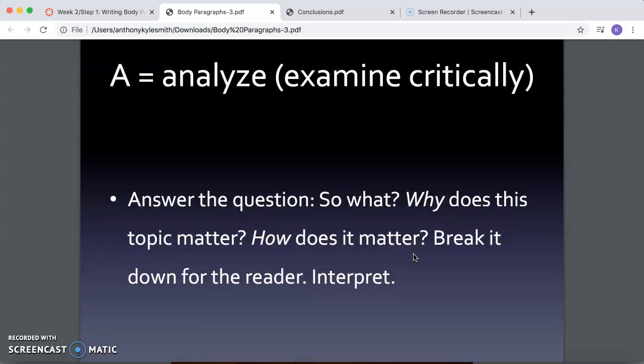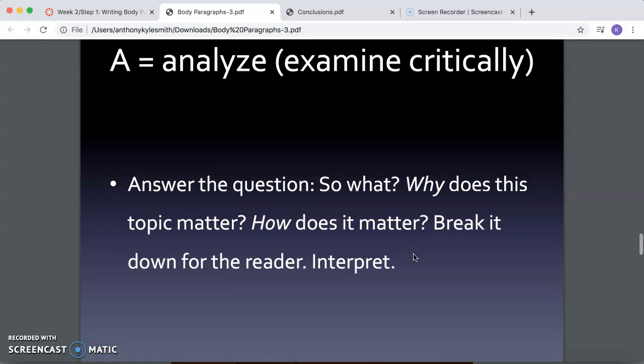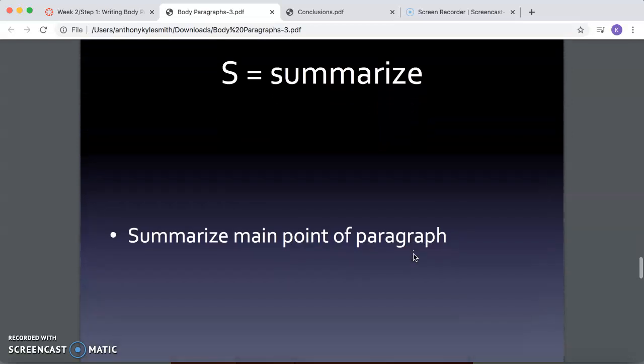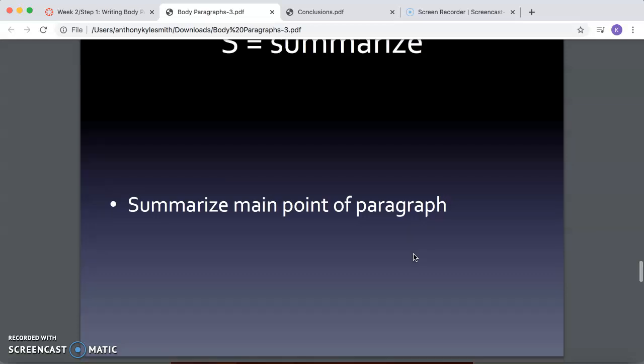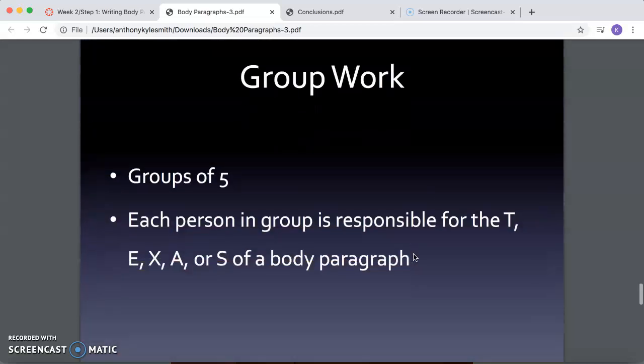And then analyze it. Ask yourself the question, so what? Why does this topic even matter? How does it matter? Answer those questions. Break it down for the reader and interpret it. That's analyze, the A in Texas. And finally, S is summarize. Go ahead and summarize that paragraph that you've just written in a sentence and transition to your next paragraph.